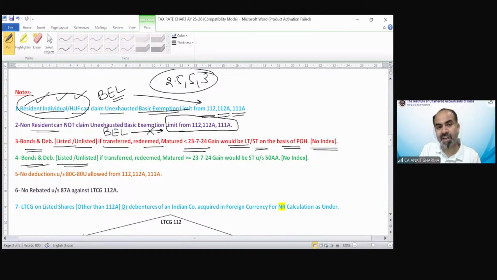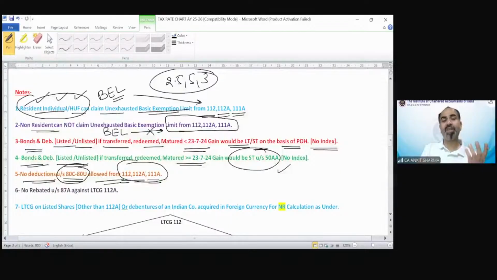Bonds and debentures, listed or unlisted, if transferred, redeemed or matured on or after 23rd of July, are always short term as per section 50AA. No deduction under section 80C to 80U is allowed from 112, 112A, 111A. So the basic exemption limit cannot be utilized in case of a non-resident. In the same way, deduction under section 80C to 80U is again not allowed from these three incomes. Then from which income can we claim? I will tell you. When we solve examples, you will come to understand each and everything.